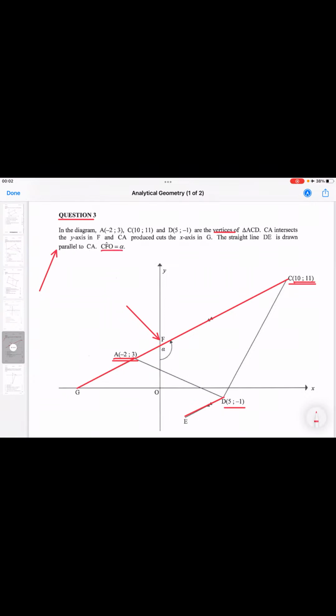Lastly, in triangle CFO, angle F, it is the one which is alpha. Wait, which triangle now? C, there is C, there is F, and then from there you go to O, and then from there you go back to C. Okay, that is the triangle they are talking about, and this is that angle that they are referring to, which is alpha. Okay, makes sense. I think now let's try to answer the questions.